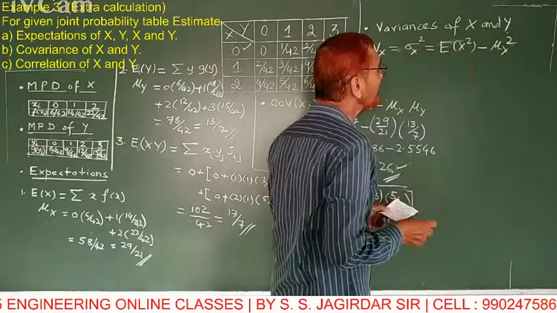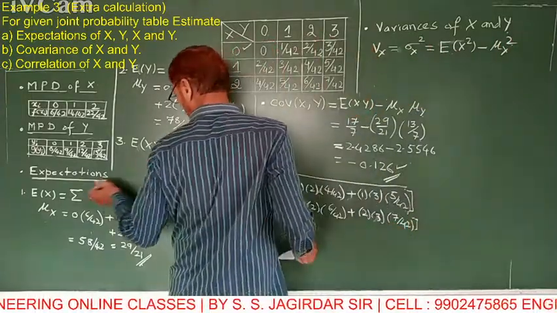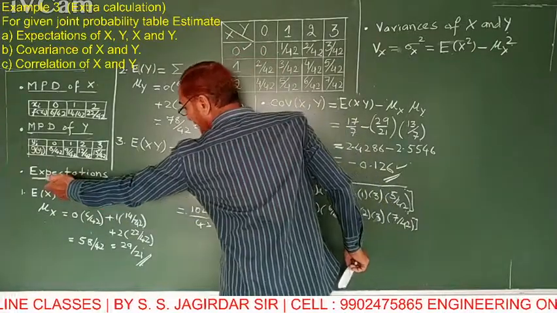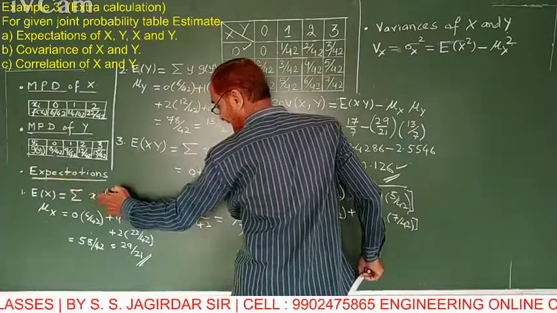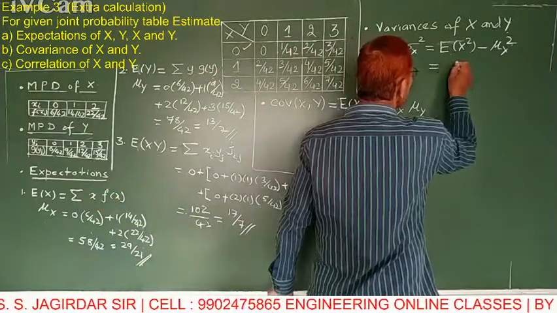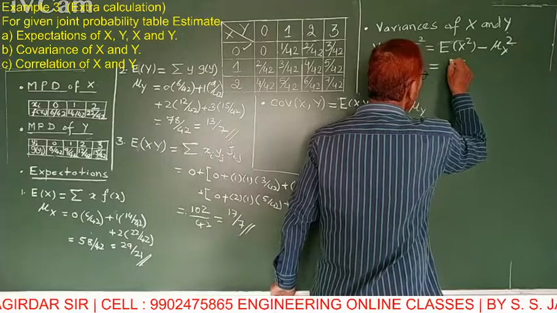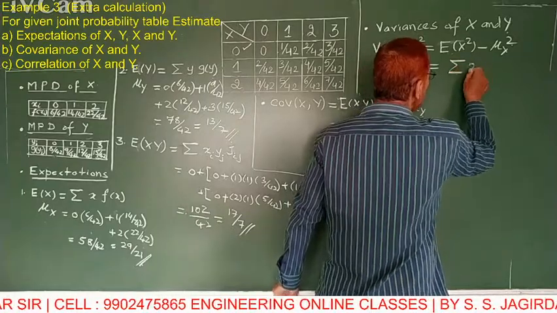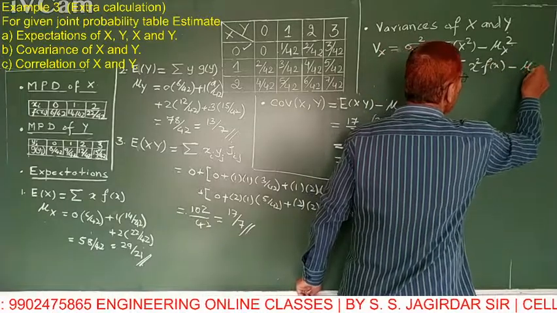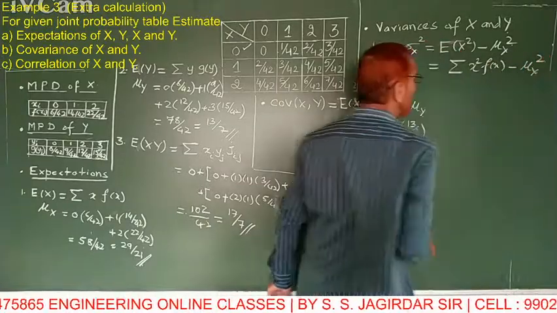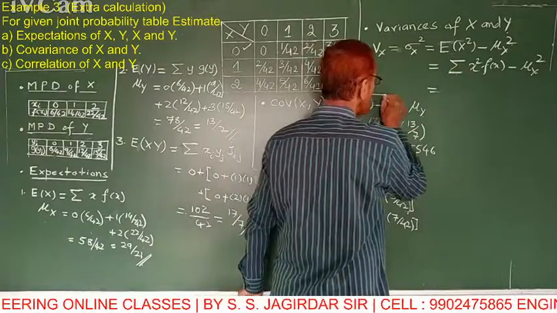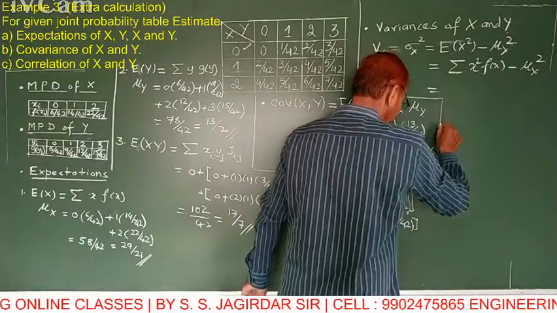Expectation of X square means what? In the formula where you calculated the expectation of X, you took X. When you take the square here, you have to take the square of X. This will be as it is. Therefore, I can rewrite this formula as the summation of X square into f of X minus mu of X square, which you have already calculated. So let us calculate this.